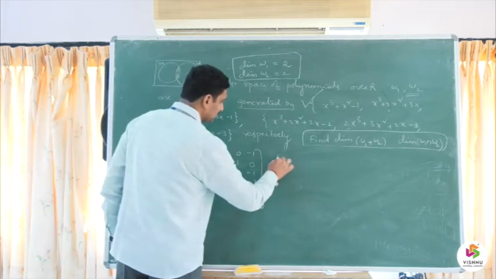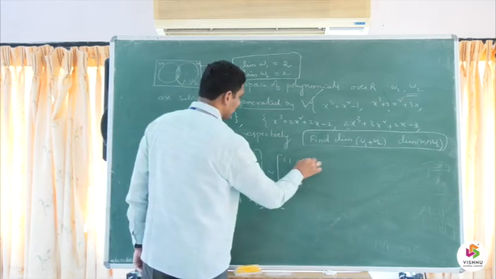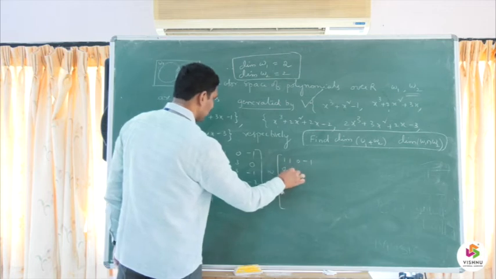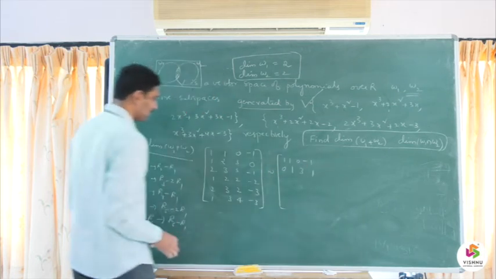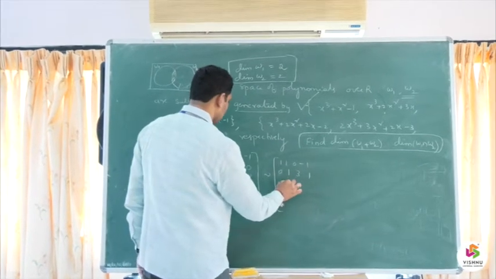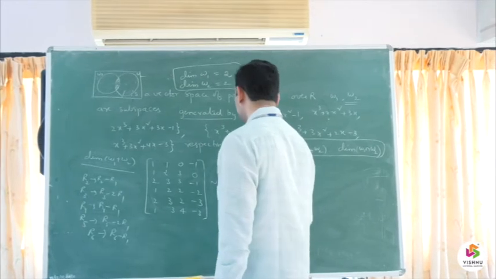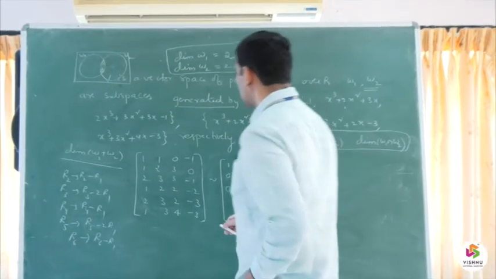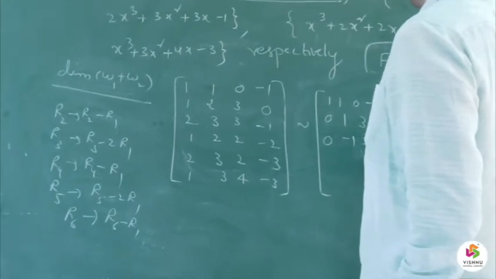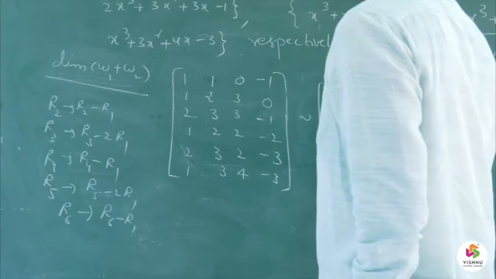Applying this, it is equivalent to: first row will be as it is, 1, 1, 0, minus 1. So 1 minus 1 is 0, 2 minus 1 is 1, this is 3, this is plus 1. Then R3 minus 2 R1, so this is 0, this is minus 1, this is 3. R3 minus 2 R1 means this is again plus 1. So R3 minus 2 R1, right? So this is also 1.